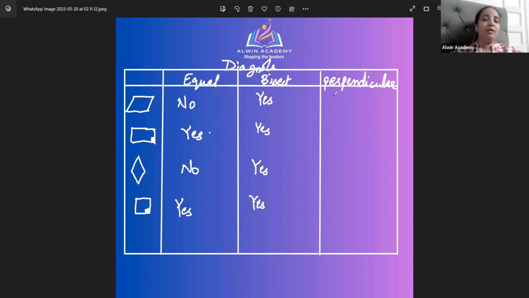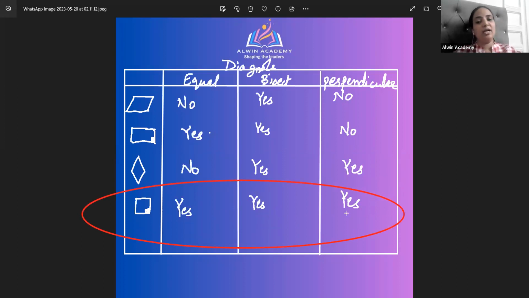And now are they perpendicular? No. Are they perpendicular in this? No. Are they perpendicular to each other? Yes. Yes. So dekho beta, to summarize here, in a square all the properties of diagonals are a check, all yes, right? Diagonals of a square are equal. Diagonals of a square bisect each other, and diagonals of a square are perpendicular to each other as well. Clear, everyone, or not? Yes, ma'am. Clear, ma'am.